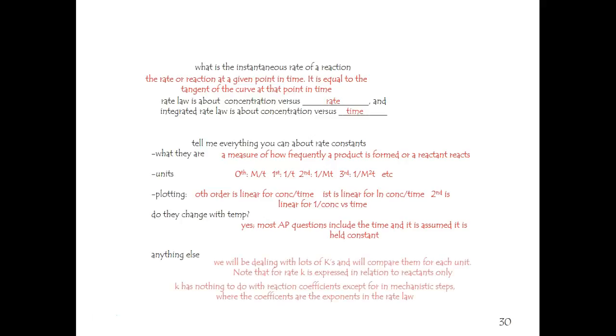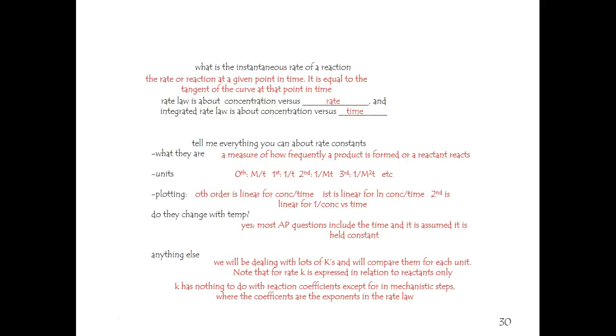Is there anything else we should know? Well, we'll be dealing with lots of K's, and we'll compare them for each unit. Notice that the rate K is expressed in relation to reactants only. So as we go into equilibrium, there'll be an equilibrium constant. There's lots of other constants that are going to show up throughout the school year, and it's nice to try to keep them straight. Notice that in this case, K has nothing to do with the reaction coefficients.